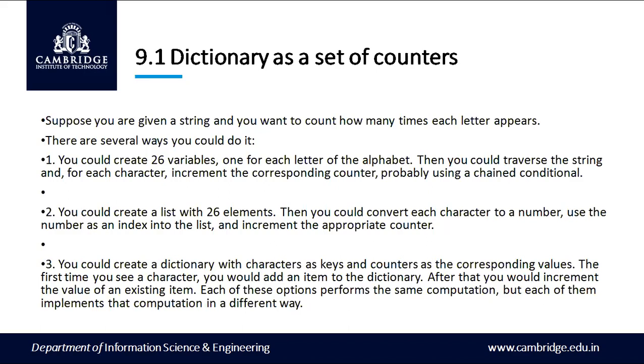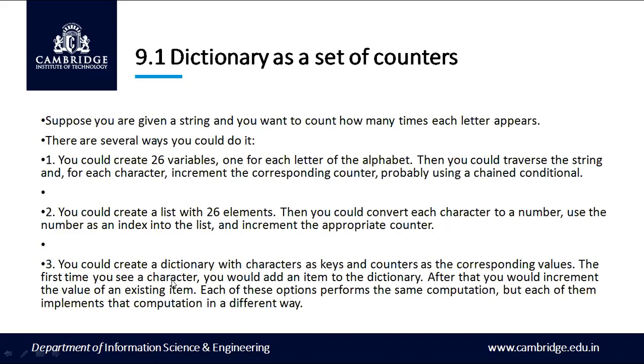And the second way is we could create a list with 26 elements. Then you could convert each character to a number and use the number as an index to the list and increment the appropriate counter. So this is also another lengthy concept, where you have to create a list with 26 elements and then convert each character to a number.